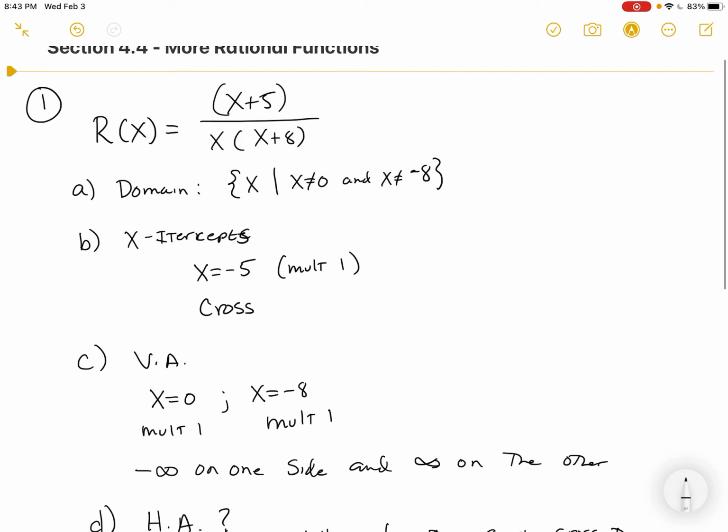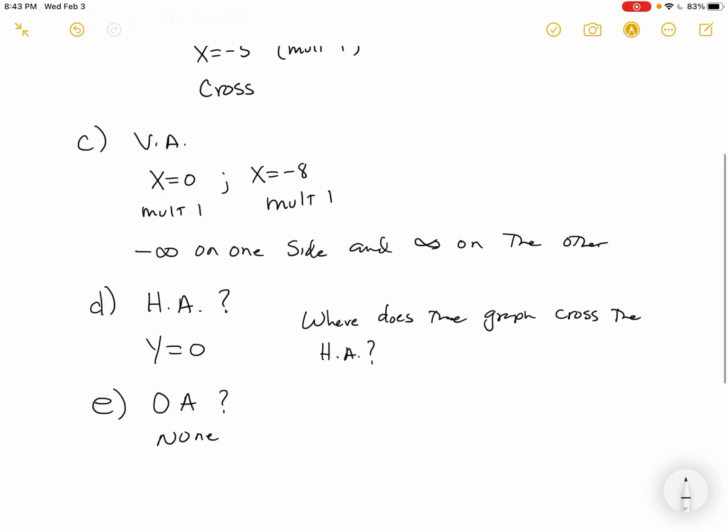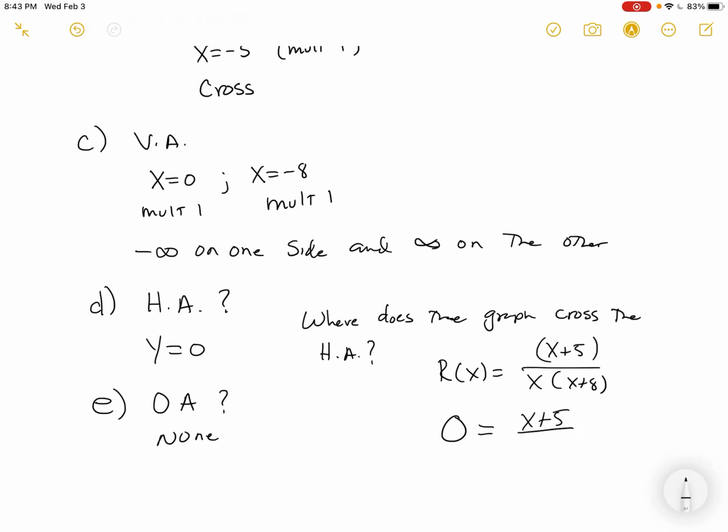Well, let's take a look. The horizontal asymptote is y equals 0. Remember, our original equation is r of x is equal to x plus 5 all over x times x plus 8. And so what we would wonder is, could this ever be 0? So could 0 equal x plus 5 all over x times x plus 8? And when we solve for it, we realize, oh yeah, it can, right? Because we're multiplying both sides by the bottom. 0 times anything is 0. Move over the 5. Yeah, at negative 5.